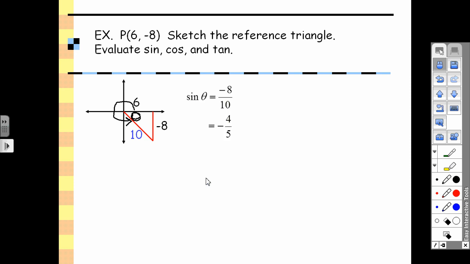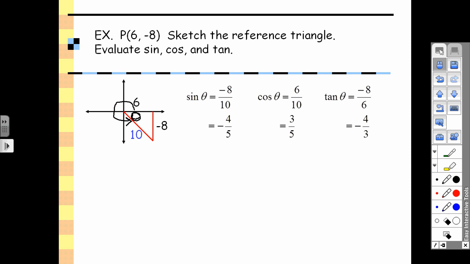So the sine of theta is negative 8 over 10, which is going to reduce to negative 4 over 5. The cosine of theta is going to be 6 over 10, which reduces to 3/5. And then the tangent is opposite over adjacent, so negative 8 over 6, so negative 4/3. Okay, so while theta is really technically this big angle here, we're using this little theta to reference in order to figure it out, and they are the exact same answers, which is kind of cool.